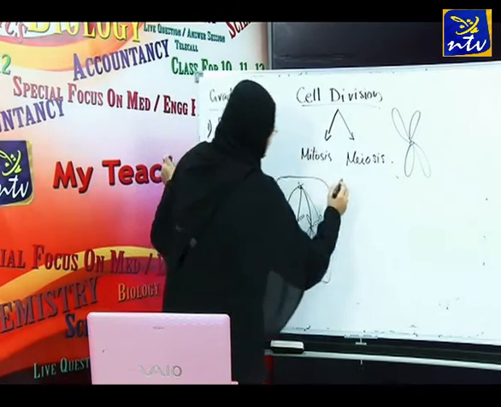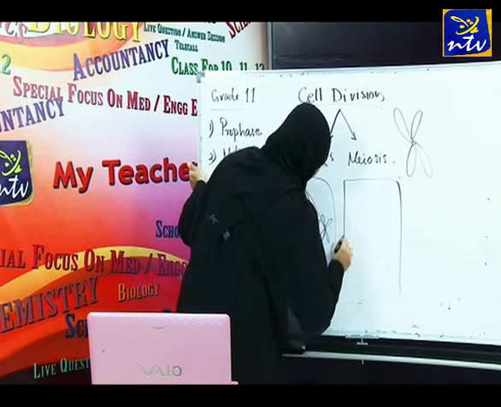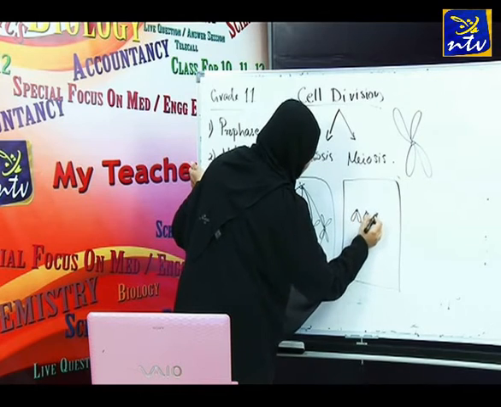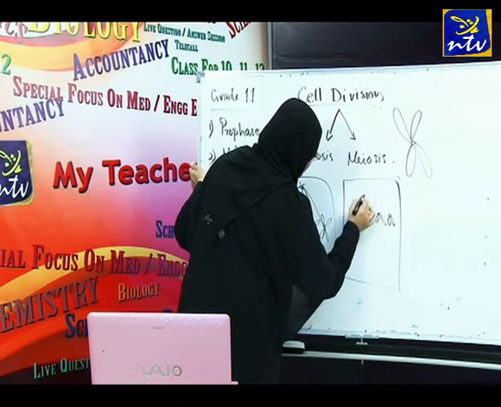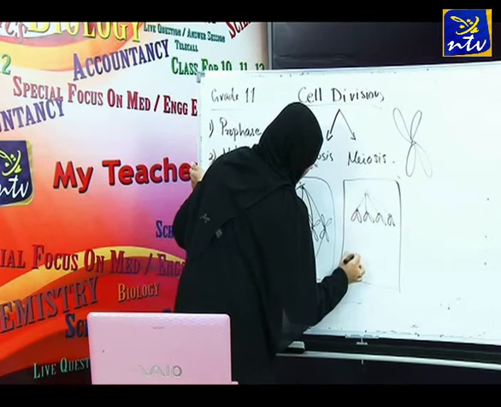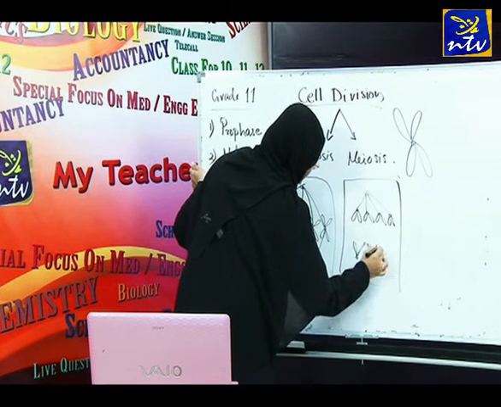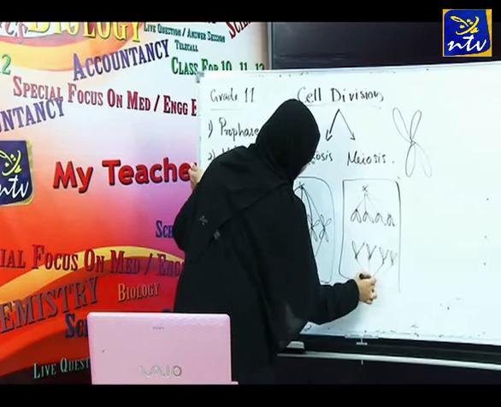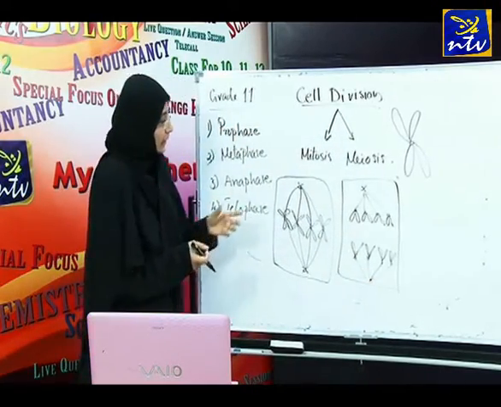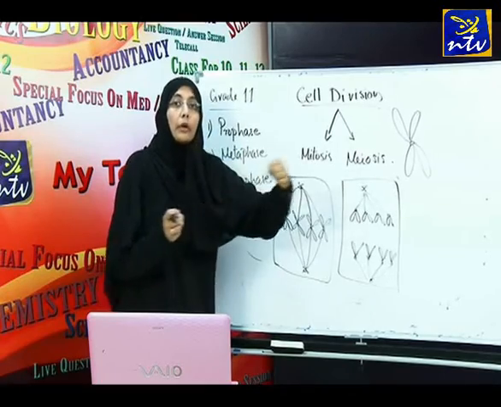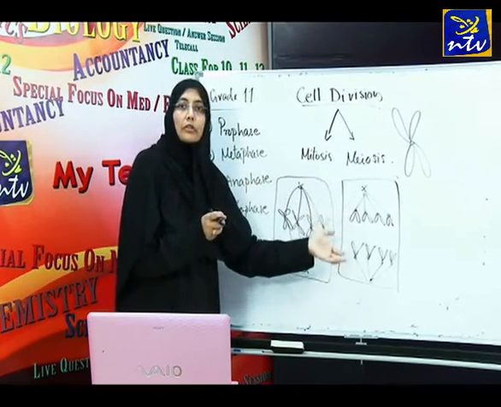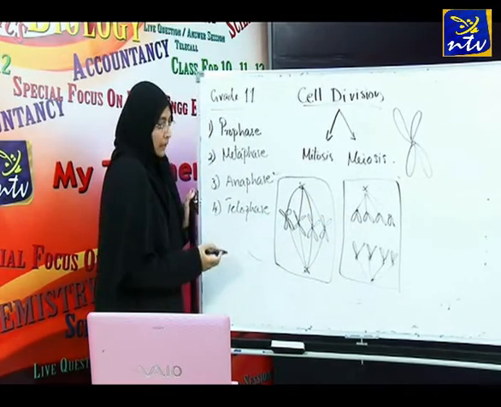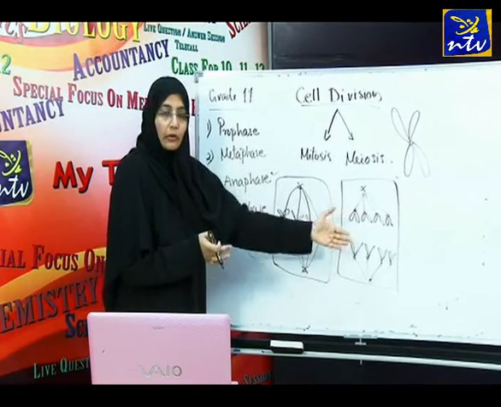Here you can see that it starts moving to the poles. Okay, so we can see that this centromere breaks and the chromatids are pulled into the two poles of the cell. This phase is which phase? Anaphase. Now this is the metaphase and this is anaphase. Hope this is clear to you.